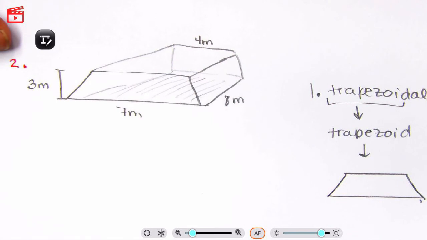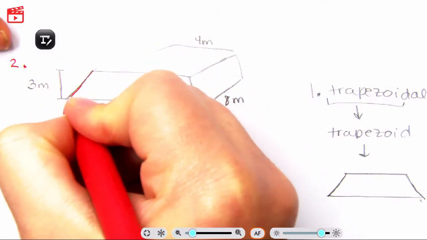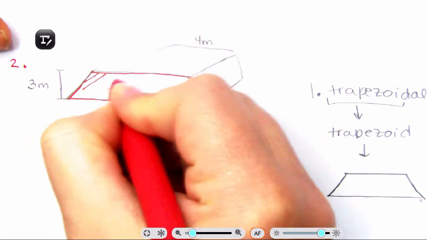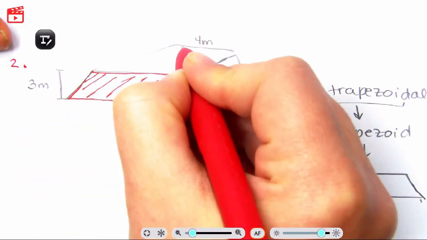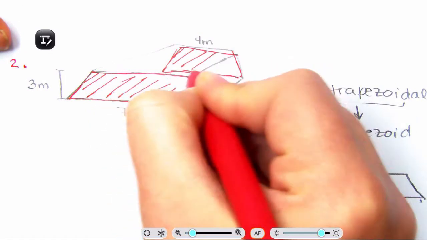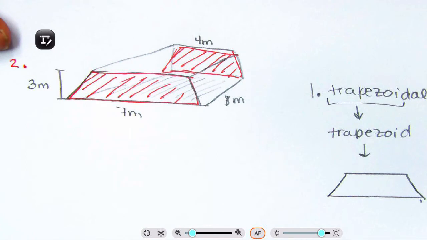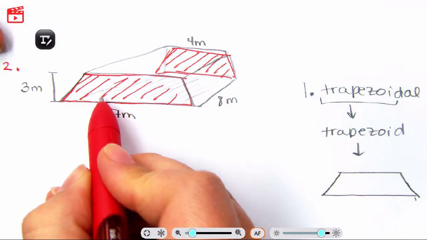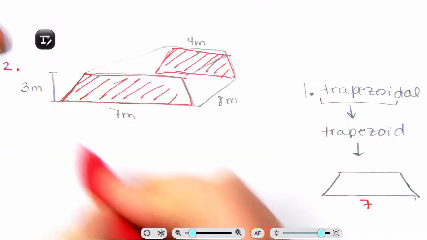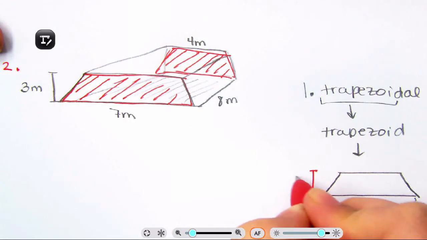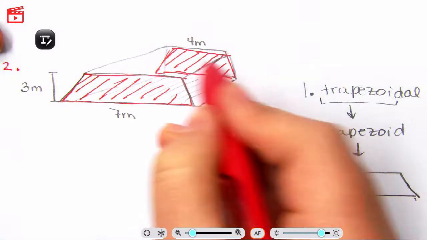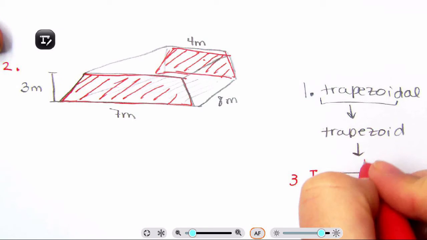So where is your trapezoid? Your trapezoid is here. So this is your base, and then the other one is here. And again, those are congruent bases, so they are exactly the same. So we're taking a look at this trapezoid. So what is the bottom of the trapezoid? It is 7. What is the height of the trapezoid? The height of the trapezoid is 3. And then what is the top part of the trapezoid? Well, again, these are congruent, so this means this is 4.